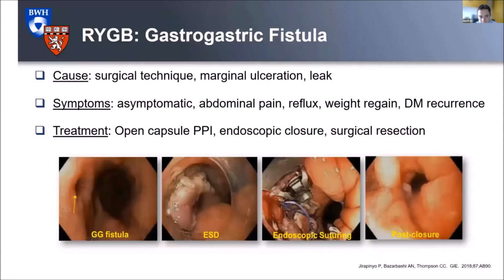Another abnormal finding of Roux-en-Y gastric bypass is a gastrogastric fistula. This refers to an abnormal connection between the pouch and the remnant stomach. The most common location of a GG fistula is on the left side of the pouch, as shown in the left picture here. If the fistula is smaller than 1 centimeter, you can consider closing it endoscopically using a modified endoscopic submucosal dissection followed by suturing, which has a success rate of about 60%.